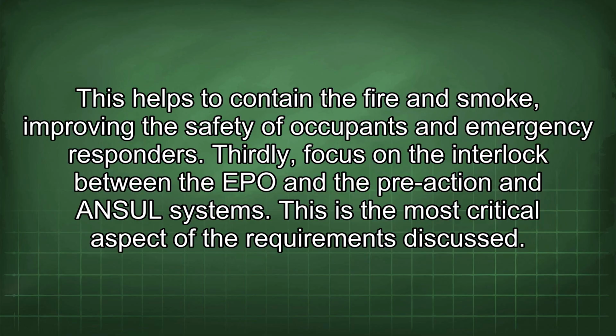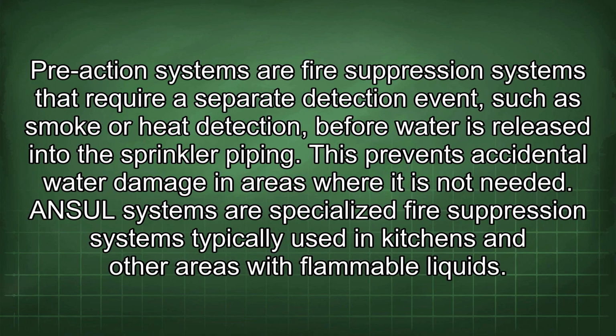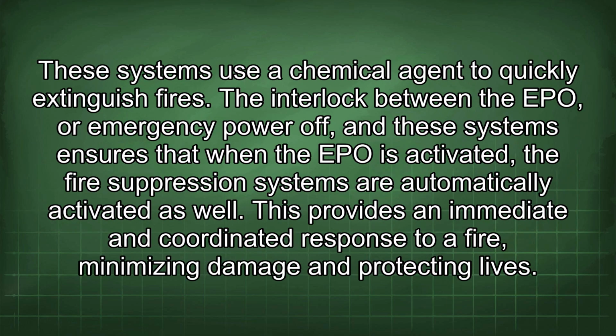Thirdly, focus on the interlock between the EPO and the pre-action and ANSUL systems. This is the most critical aspect of the requirements discussed. Pre-action systems are fire suppression systems that require a separate detection event, such as smoke or heat detection, before water is released into the sprinkler piping. This prevents accidental water damage in areas where it is not needed. ANSUL systems are specialized fire suppression systems typically used in kitchens and other areas with flammable liquids. These systems use a chemical agent to quickly extinguish fires.